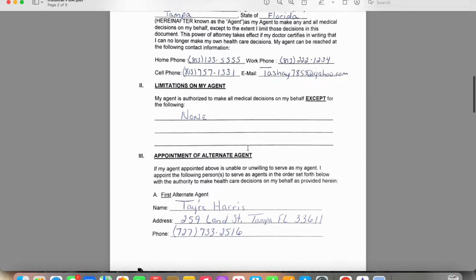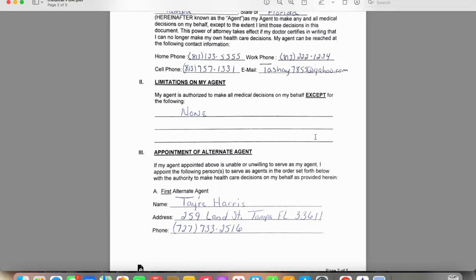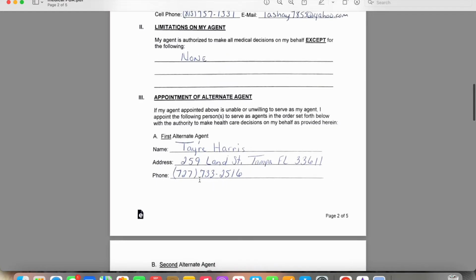You would come down further. Here, this is for the limitations. If you're going to be putting any limitations on this agent, you're going to say they can do all of this except this one thing or these 5 things. Whatever your limit is going to be right here. And if there's no limits, then you're going to write none and keep going.